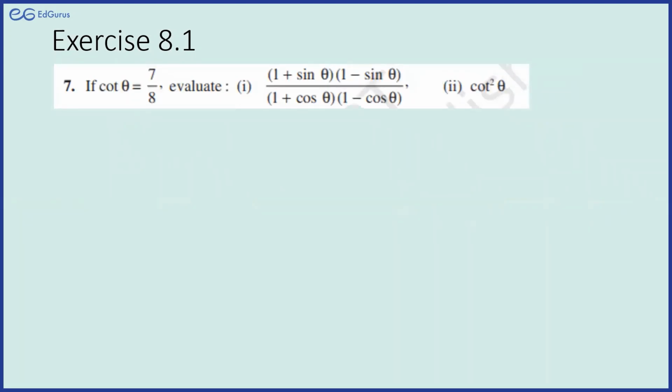So it's exactly similar to the problem that we did. Okay, cot theta equal to 7 by 8. Evaluate 1 plus sine theta into 1 minus sine theta divided by this denominator or cot square theta. So this is also similar to the questions that we have been doing, right? तो क्या करेंगे इसमें? Cot theta is equal to 7 by 8, right? So you just draw a triangle and you assume this is your theta.